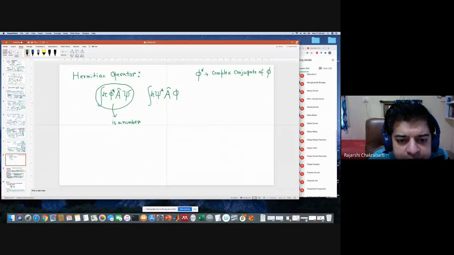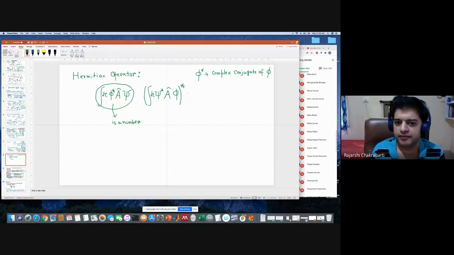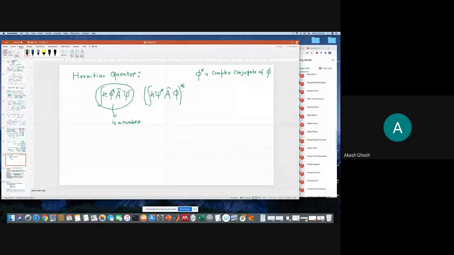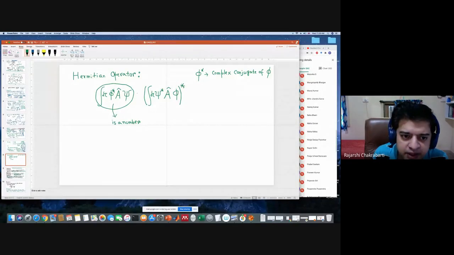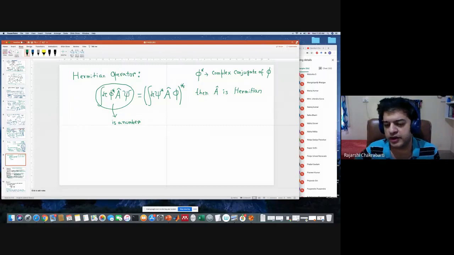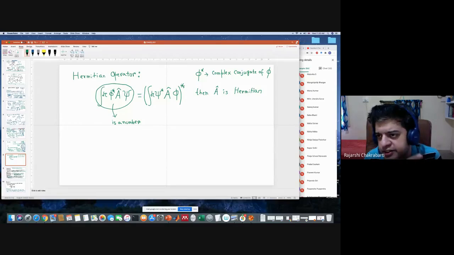Now, if you take the complex conjugate of that number, you will get another number. And if these two are equal, then the operator A is Hermitian, and this is the definition. Any question? So this is the mathematical definition of a Hermitian operator.